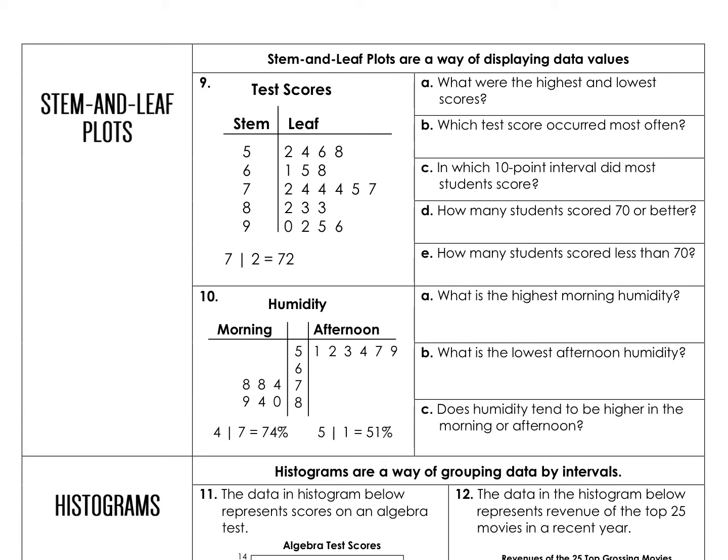So what were the highest and lowest scores? Well, the highest is going to be at the bottom with that stem of 9 and that leaf of 6. So the highest score was 96. And the lowest score would have been 52.